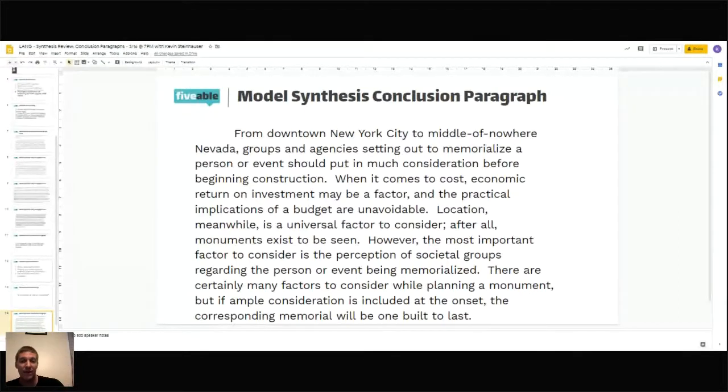They are all important factors. And again, I've said however the most important factor is. So I'm thinking about this nuance. I'm not just saying, here's 3 factors, I'm done. Here's my final thought of my entire essay. Let's read the last sentence. There are certainly many factors to consider while planning a monument, but if ample consideration is included at the onset, the corresponding memorial will be one built to last.